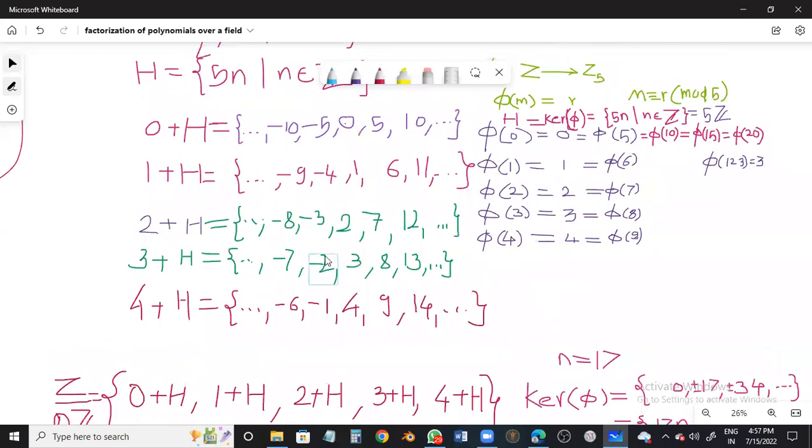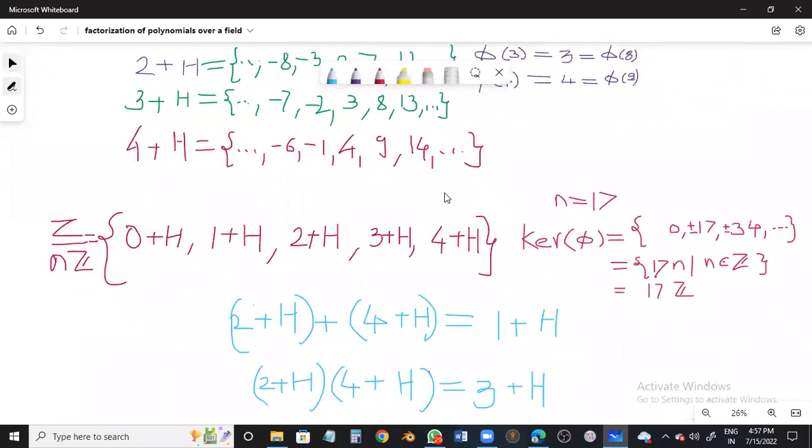And what you observe, last time we have counted this. 0, 1, 2, 3, 4, 5, 6, 7, 8, 9, 10, 11, 12, 13, 14, and so on. Next, you go back from 0: minus 1, minus 2, minus 3, minus 4, minus 5, minus 6, minus 7, minus 8, minus 9, minus 10, and so on. So all the integers are covered here. So these are the only different cosets of H.